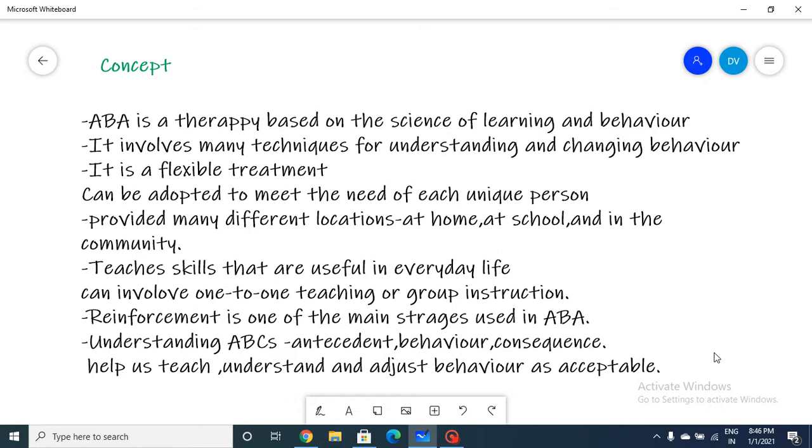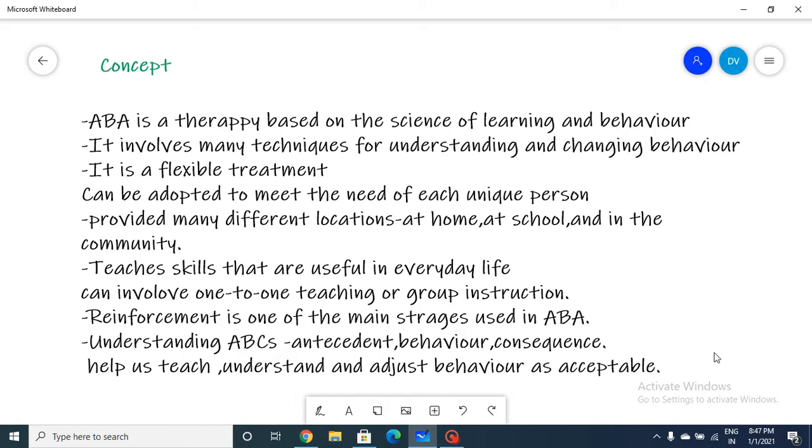It is provided in many different locations: at home, at school, and in the community. This means this therapy can be given at home by the parents, or guardians, or anyone who is always with the child, the person to whom we are giving therapy. At school, mostly staff, supporting staff, teachers, head of the department, other students who are elder to them, and in the community. The community is a place where we live or where we belong.